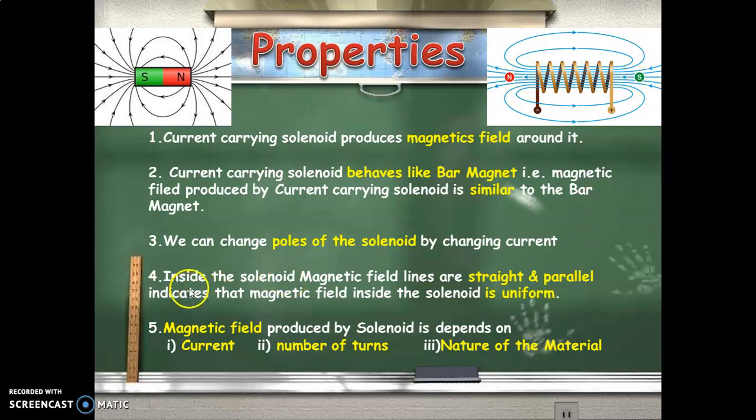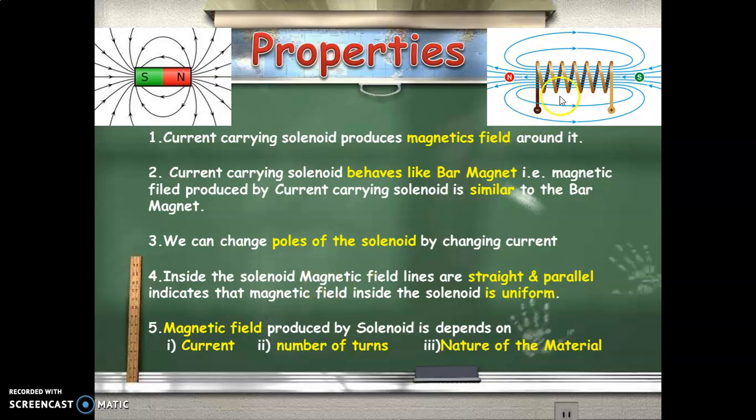And the last and very important characteristic of the solenoid: the magnetic field produced by the solenoid depends on three factors. First, current. As this current carrying solenoid behaves like a bar magnet, it creates a magnetic field, so it totally depends on the current. If you increase the current flowing through the solenoid coil, the magnetic field will also increase, and if you decrease the current, the magnetic field will decrease.